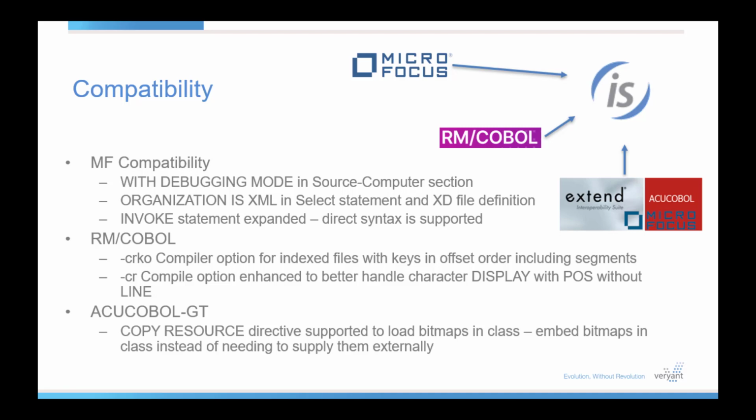Invoke is used in object-oriented programming, and we've added a third type of the invoke syntax. The isCOBOL compile compatibility switches have been expanded. -CRKO is useful when using the isMigrate tool to move data out of RM format data files, or when using the RM file connector to read RM format files from isCOBOL. The -CR option is a catch-all for RM COBOL syntax compatibility, and we've added more character display syntax. And we've already talked about the copy resource, which is also an isCOBOL compatible addition.